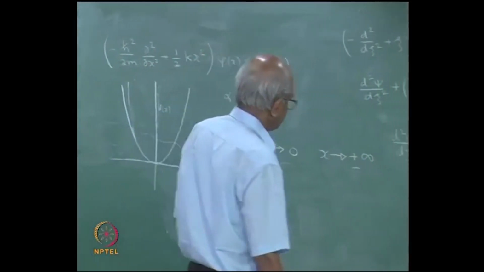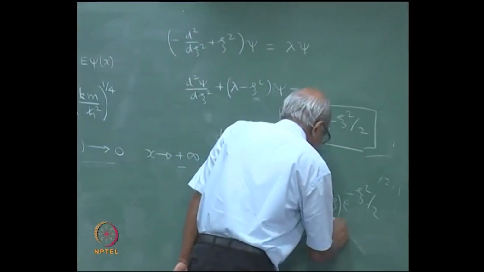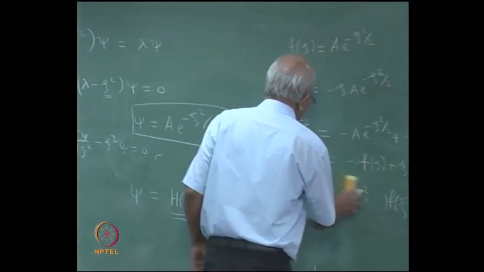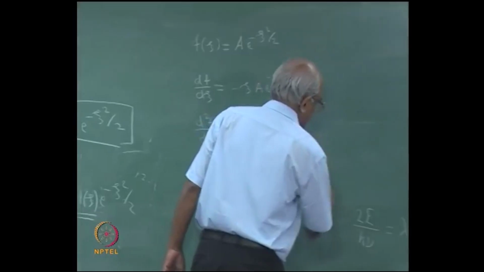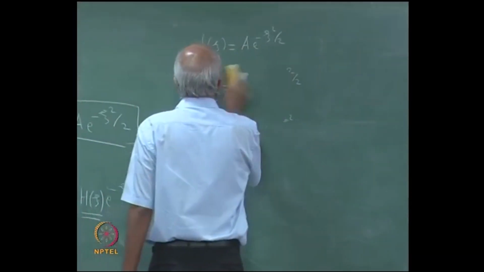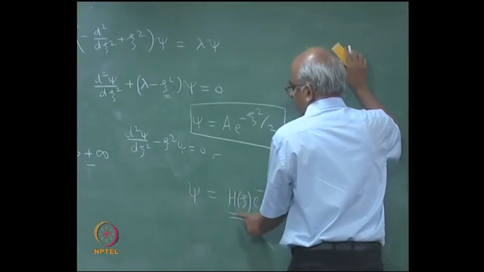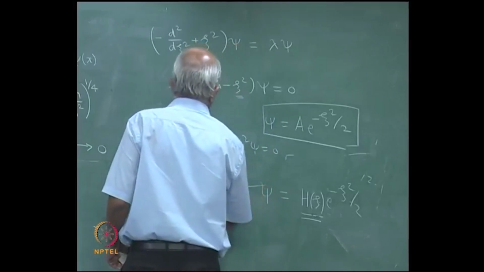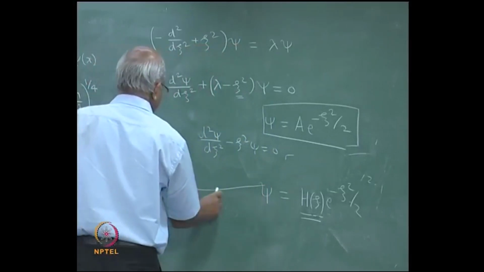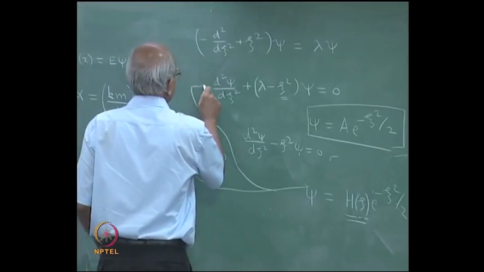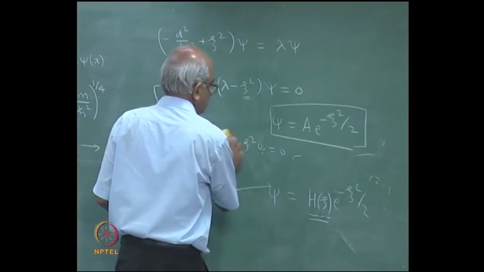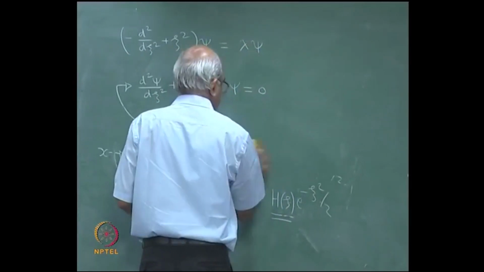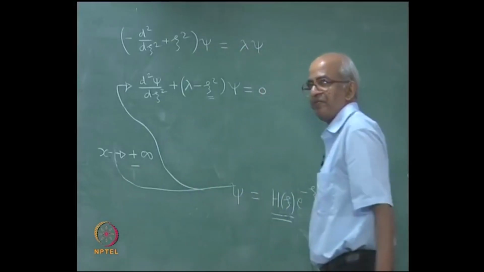So, if that is the way it is, what can I do? Well, I will now have to find h. So, how will I find h is the next question. Well, the way to find the function h is, I will assume that this is a solution and take that solution and put it into the original differential equation that I want to be satisfied. So, let me take this psi and put it into that differential equation which psi has to obey.